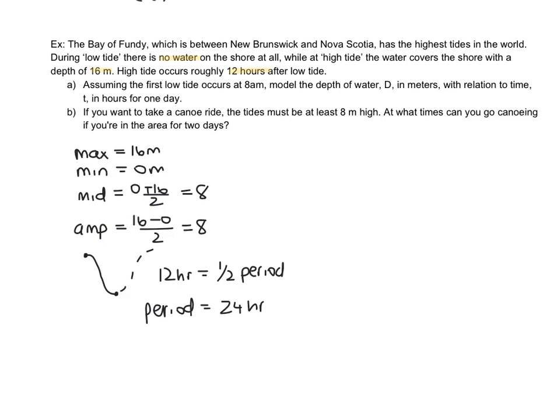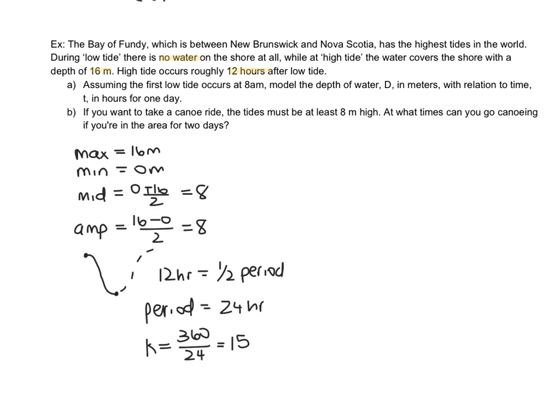So now, because I'm already at the period, automatically I can get the K value. So why not do that? 360 divided by 24 is 15. So I already have a lot of really good information here just from deciphering those words.